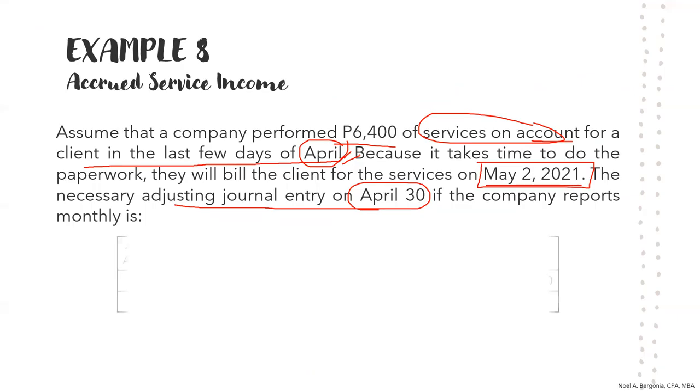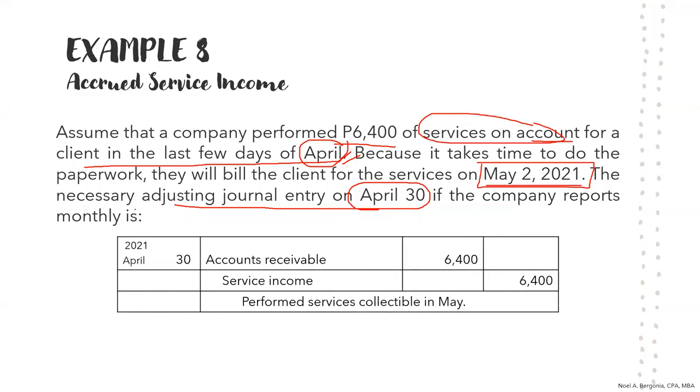Okay? So the adjusting entry on April 30, 2021 will just simply be debit accounts receivable, 6,400, because we haven't collected it yet. And then we credit the service income or service revenue, 6,400. So we can use a description here, performed services collectible in May, or pwede rin send bill to the clients.